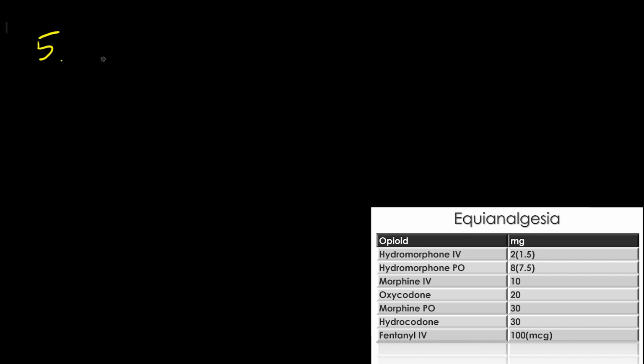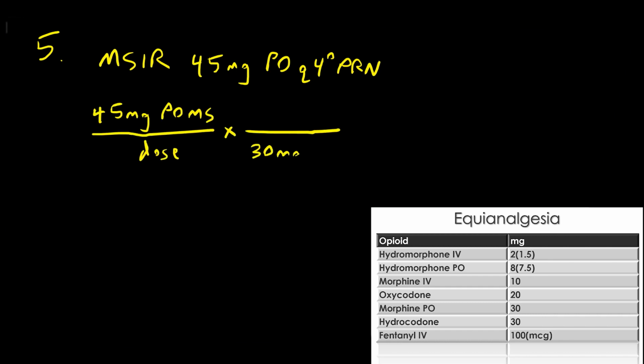For our final scenario, we have a patient that's taking short-acting morphine, 45 milligrams every 4 hours as needed as an outpatient. Patient is now hospitalized and NPO, so we need to calculate the dose of IV Dilaudid. 30 milligrams, units cancel, and we're going to get 3 milligrams of IV hydromorphone.